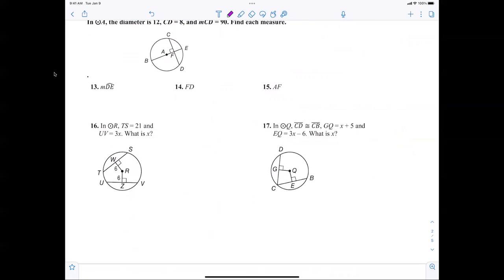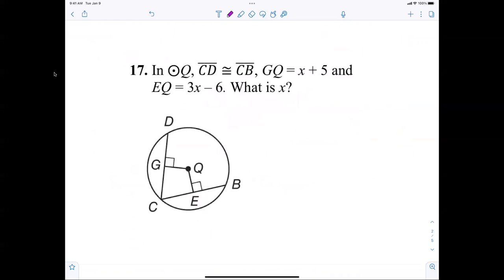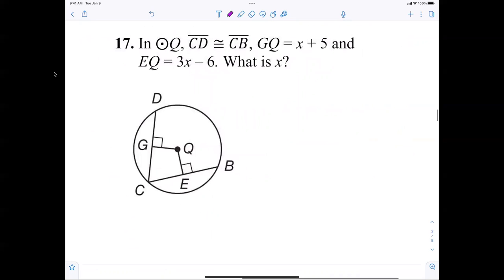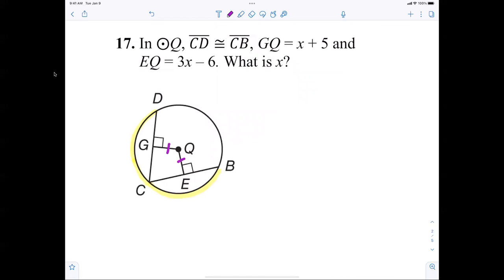I don't think that's hard either. Let's look at 17. Because CD is congruent to CB, then what is true? Arcs are congruent, so you can mark that. This is congruent to that. What else is true? CQ and QB is congruent. That is exactly correct. These two things are equal.